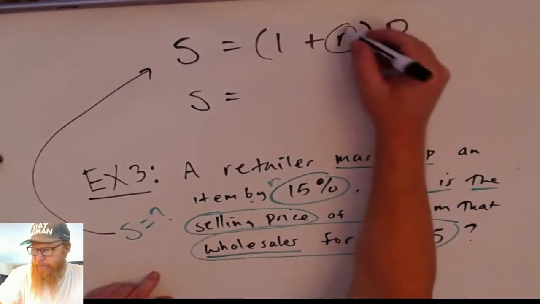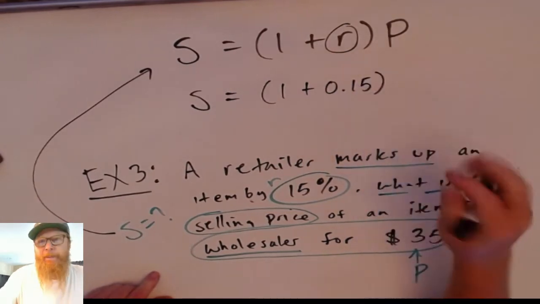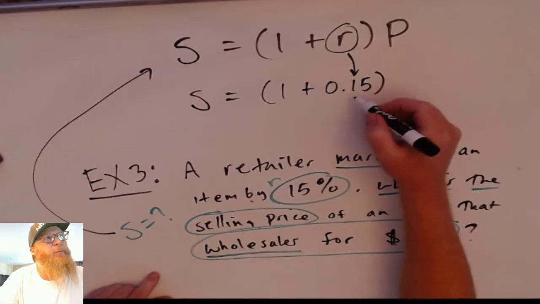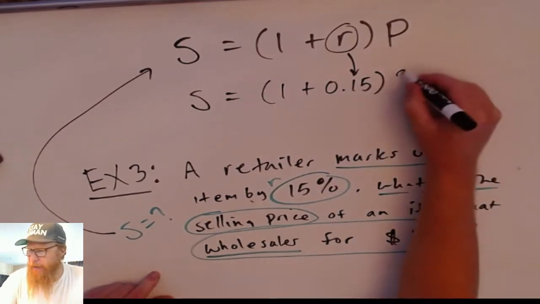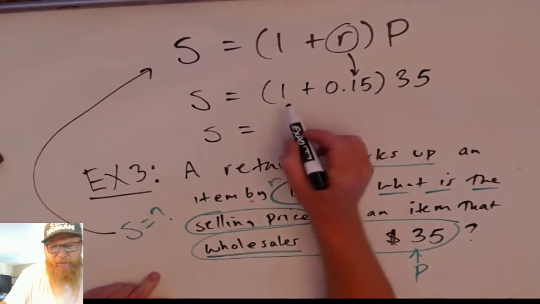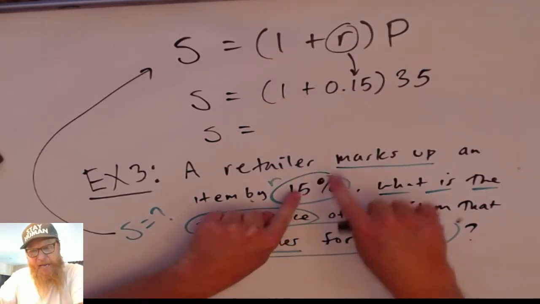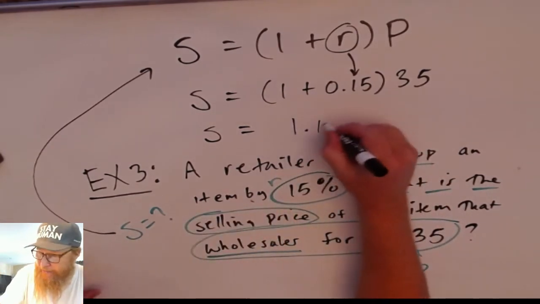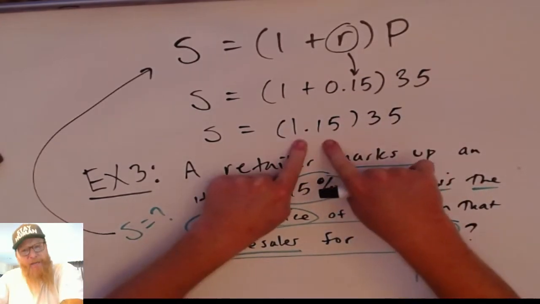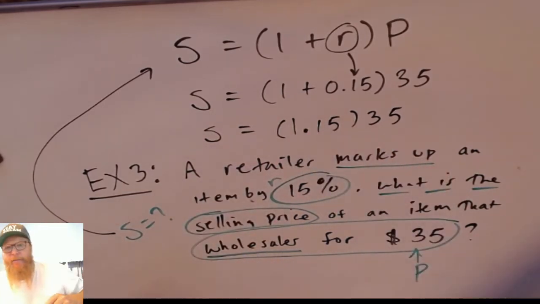Markup. Remember, you've got to put the markup in decimal form. So the rate would be 15%, 0.15. The original price is $35. Oftentimes, if you're doing business math, you'll just do this all mentally. If you see 15%, you add 1 to it and jump right to this step. So this is 115%, 1.15 times $35.